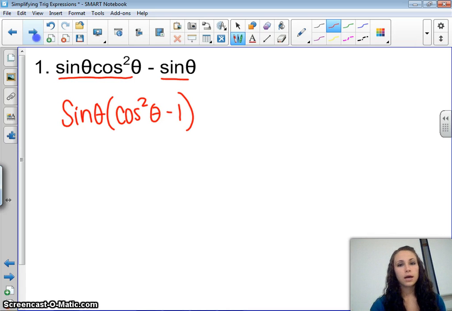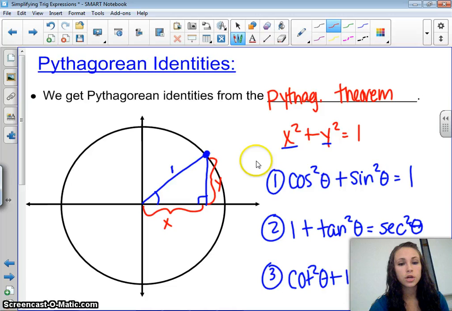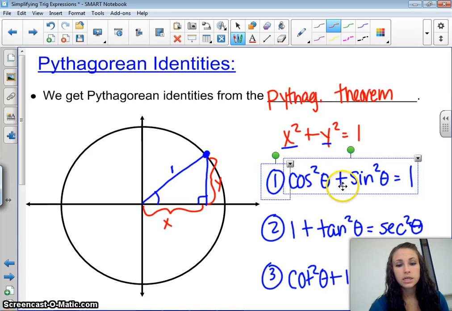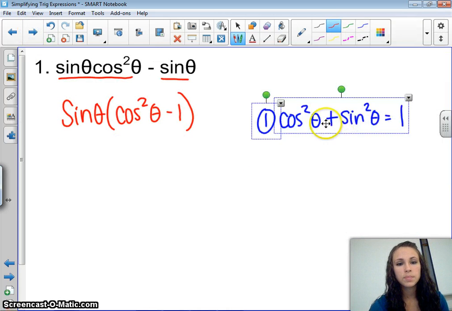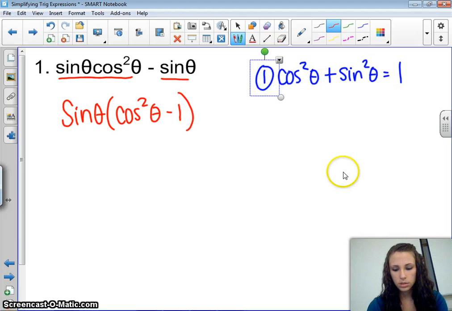Now, anytime you see a trig function squared and a minus or a plus 1, you need to automatically think Pythagorean identity, because more than likely you can use a Pythagorean identity and just manipulate it some way to plug into what you're needing to simplify. So I'm going to look for a Pythagorean identity that has a cosine squared and a 1 in it. So let's go back over here. This is the identity that has the cosine squared and the 1 in it. So I'm going to copy and take this over here and show you how we're going to manipulate it and use it.